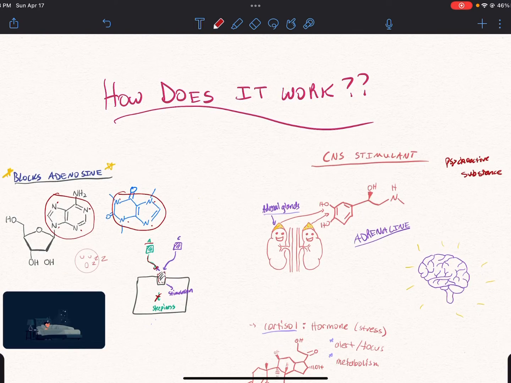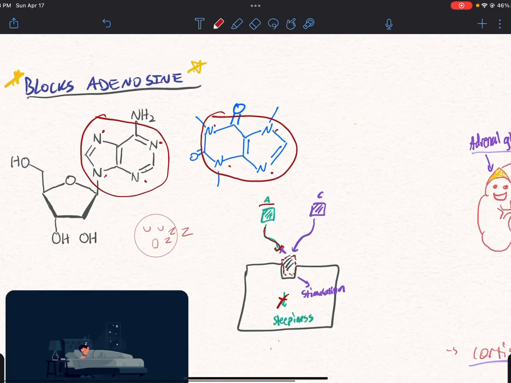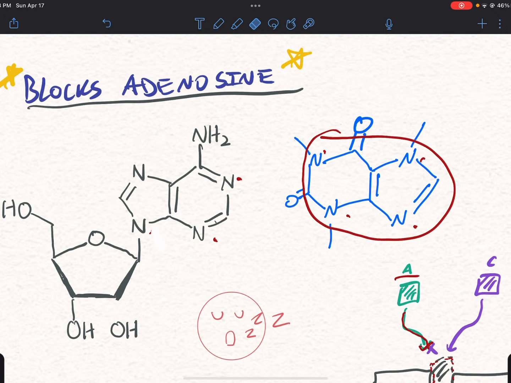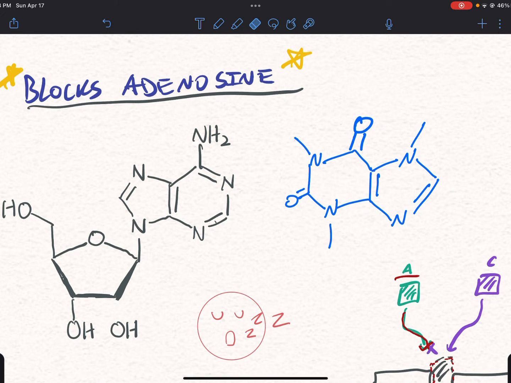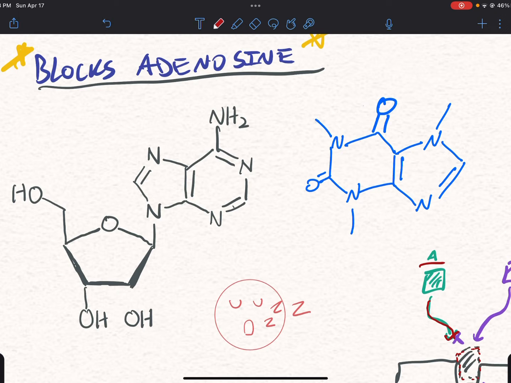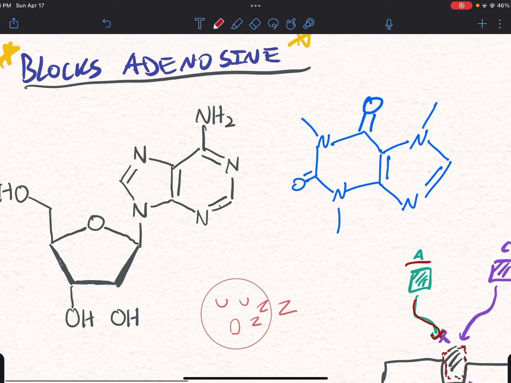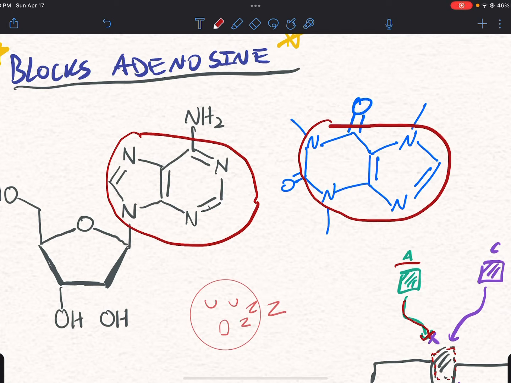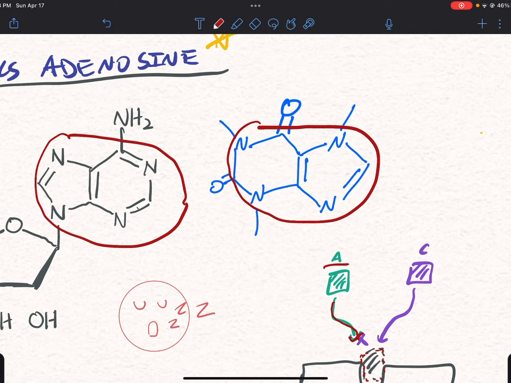So how does caffeine work? It blocks this molecule called adenosine. Let me just erase some of this stuff. Adenosine makes us sleepy. It's one of the things that make us sleepy. It's released by the body to promote sleepiness. Now, how does it block adenosine? Caffeine is very similar in structure to adenosine. As you can see, these two portions I circled are very similar.